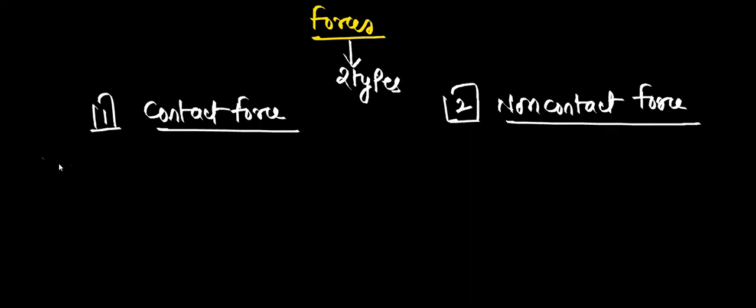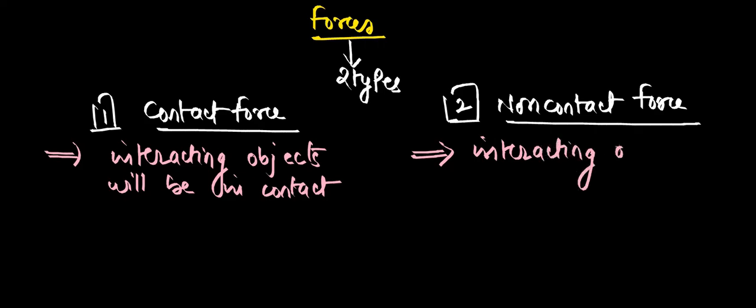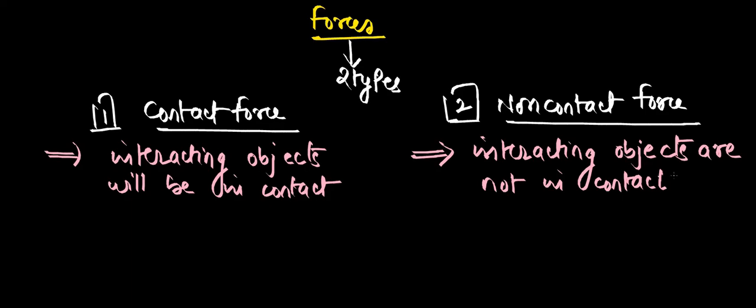So when you take contact force, what happens? The interacting objects will be in contact with each other. Interacting objects means what, Gautam? The one who is applying the force and the one who is receiving the force, both of them are called interacting objects. And what about non-contact force? Ma'am, the interacting objects will not be in contact. Exactly. Interacting objects are not in contact here.